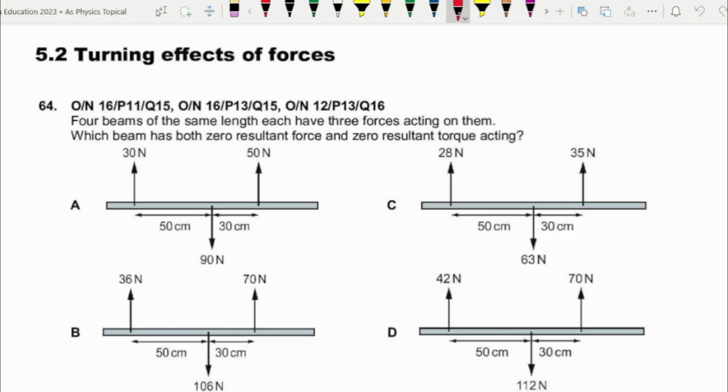So we can find the forces. We can find the system on which the resultant force is zero, and we can cross out the other ones. So for example, the first one, the total upward force is 80. Okay, we get 80 as the total upward force, but the total downward force is 90. So the resultant force can't be zero. We need to satisfy both the conditions, so A cannot be the right answer.